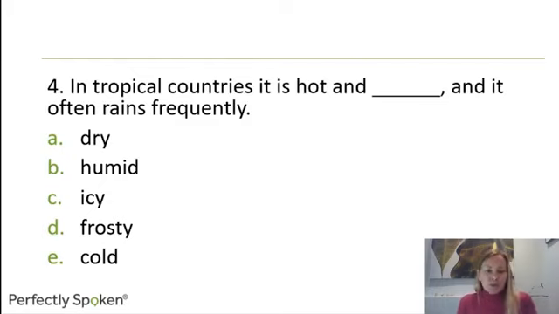Okay, number 4. In tropical countries, it is hot and it often rains frequently. A, dry, B, humid, C, icy, D, frosty, or E, cold. And here the clue is tropical countries. So the answer is B, humid.